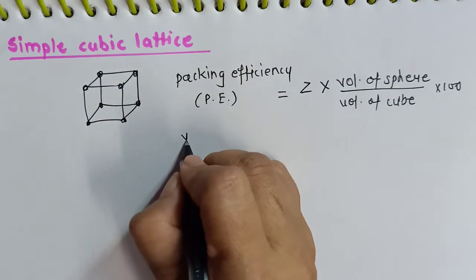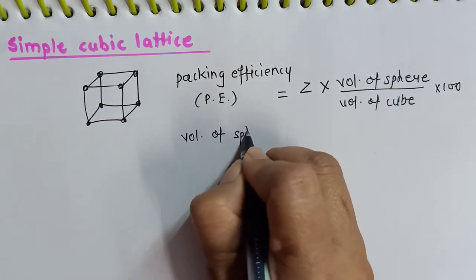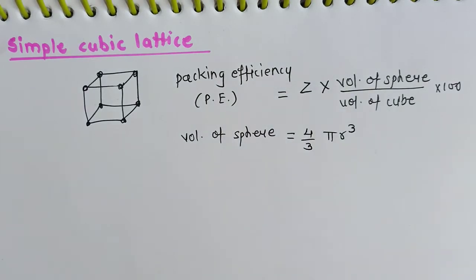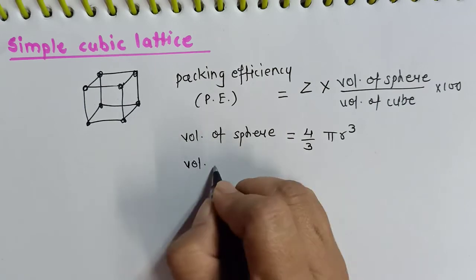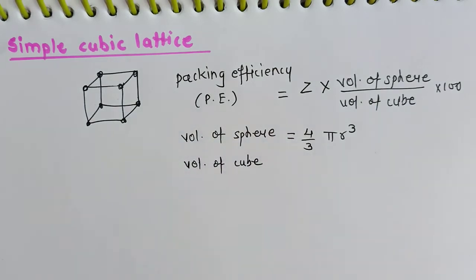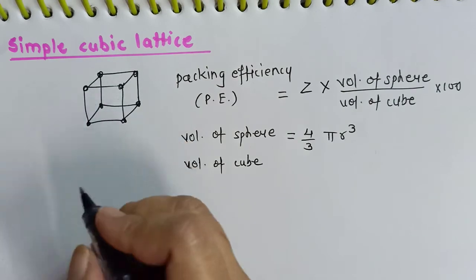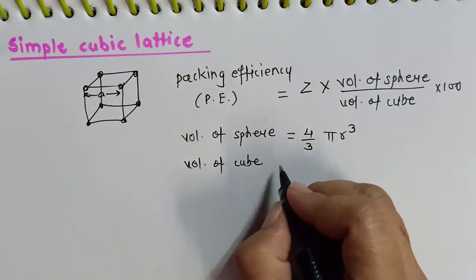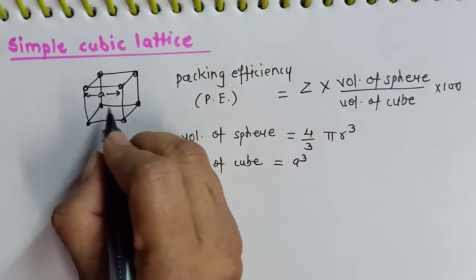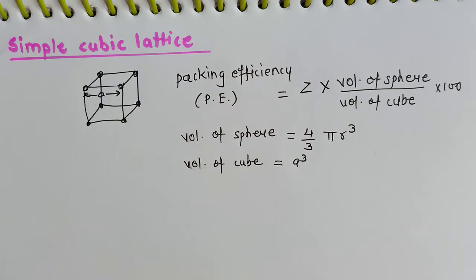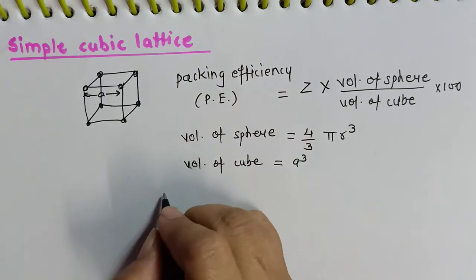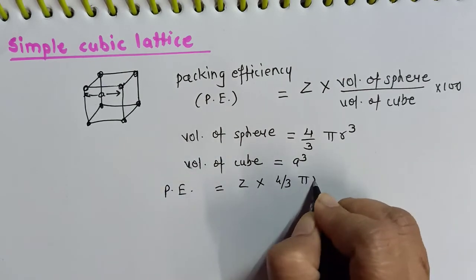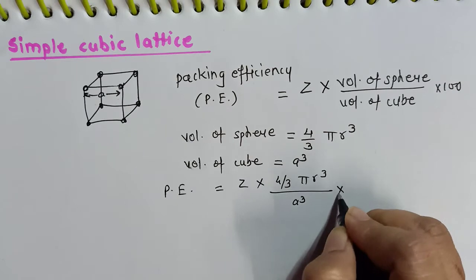How to calculate volume of sphere? We know volume of sphere we calculate by the formula 4 by 3 pi r cube. How do we calculate the volume of cube? Volume of cube can be calculated by using the edge length. We know the edge length we always consider as a. So volume of cube will be a cube, a into a into a. So packing efficiency will be equal to Z into 4 by 3 pi r cube upon a cube into 100.